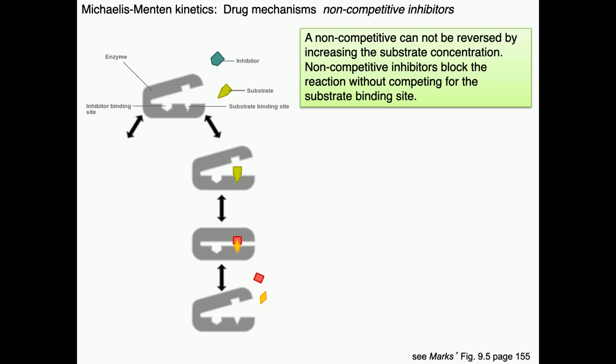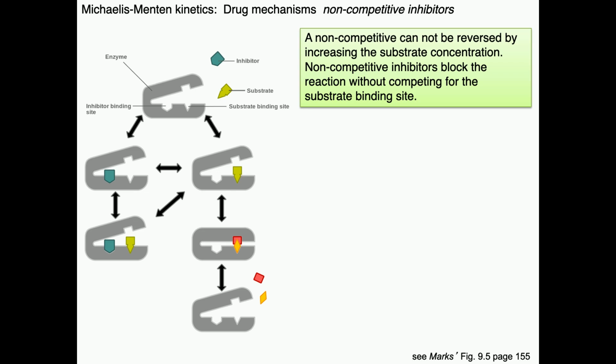Some inhibitors don't bind right at the substrate binding site. They'll bind at a different site, and that's going to change the shape of the catalytic cleft or change the shape of the entire enzyme, but it's not going to alter the binding of the natural substrate. So the non-competitive inhibitor binds generally at a different site from the substrate binding site, and it's going to inhibit the enzyme activity irrespective of substrate concentration.